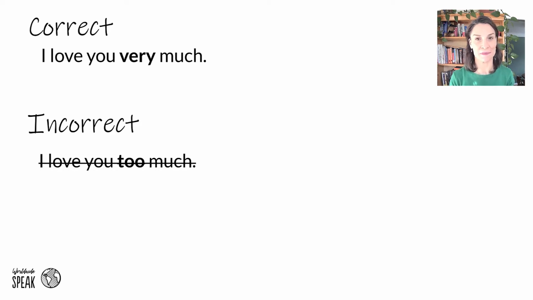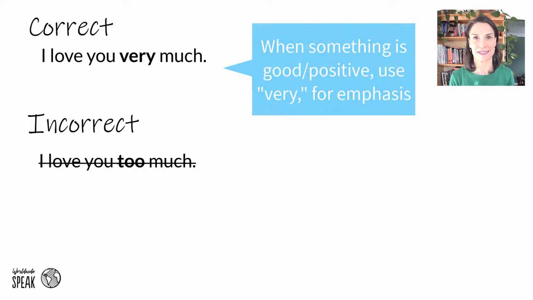So let's look at a common mistake. In the first example, I say, I love you very much. This is correct. But in the second example, I love you too much. This is not a correct use of the word too, because remember, too indicates something excessive. And how can I love a person excessively? That's probably not what I'm trying to say. What I'm trying to say here is just that the love is very, very strong, and for this I need to use the word very. I love you very much. So don't say I love you too much. That's using the word incorrectly.